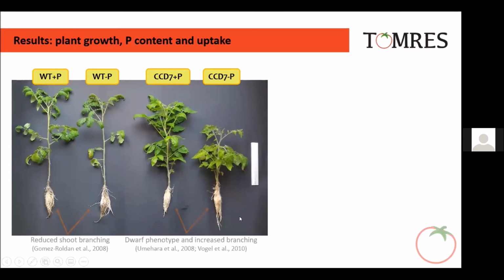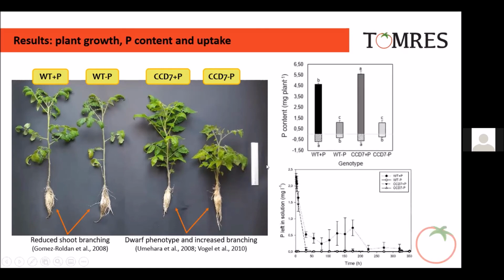The silenced one has a sort of dwarf phenotype, with much more increased branching. These plants also have different phosphate uptake characteristics, which Veronica was interested in exploring more using X-ray imaging.